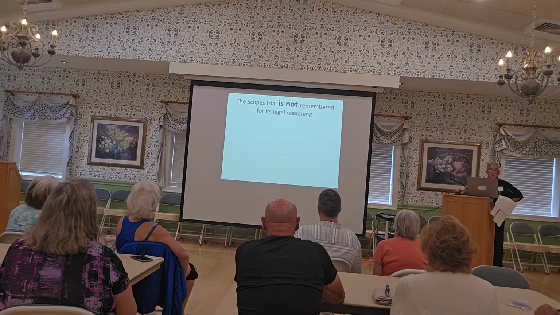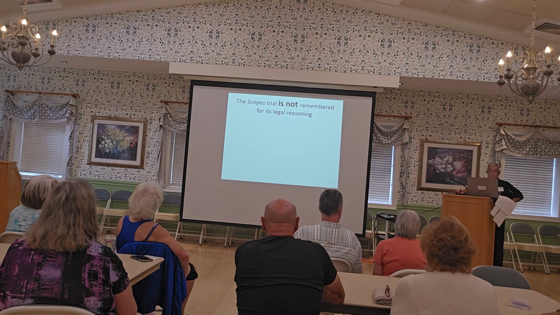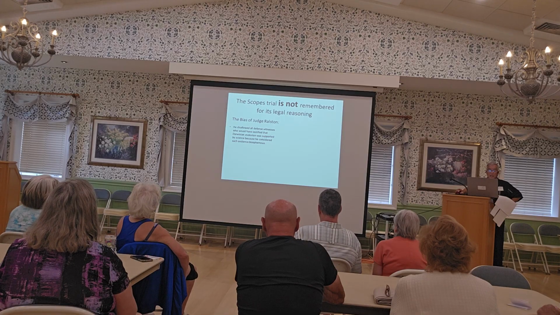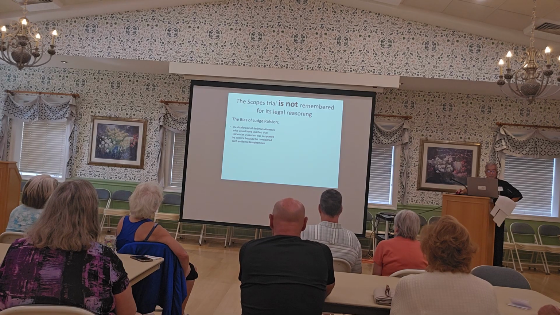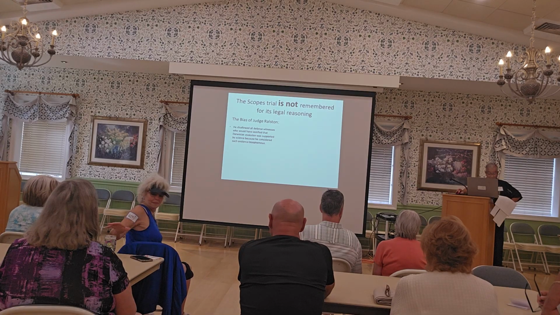So, the Scopes trial was a circus, but it's not remembered for that. It is also not remembered for its legal reasoning. The bias of Judge Raulston: he disallowed all defense witnesses, that is to say witnesses that Darrow wanted to call on behalf of John T. Scopes. He disallowed all defense witnesses who would have testified that Darwinian evolution was supported by science, and he disallowed it because he considered such evidence blasphemous. Now, can you imagine any judge doing that today? I think not.